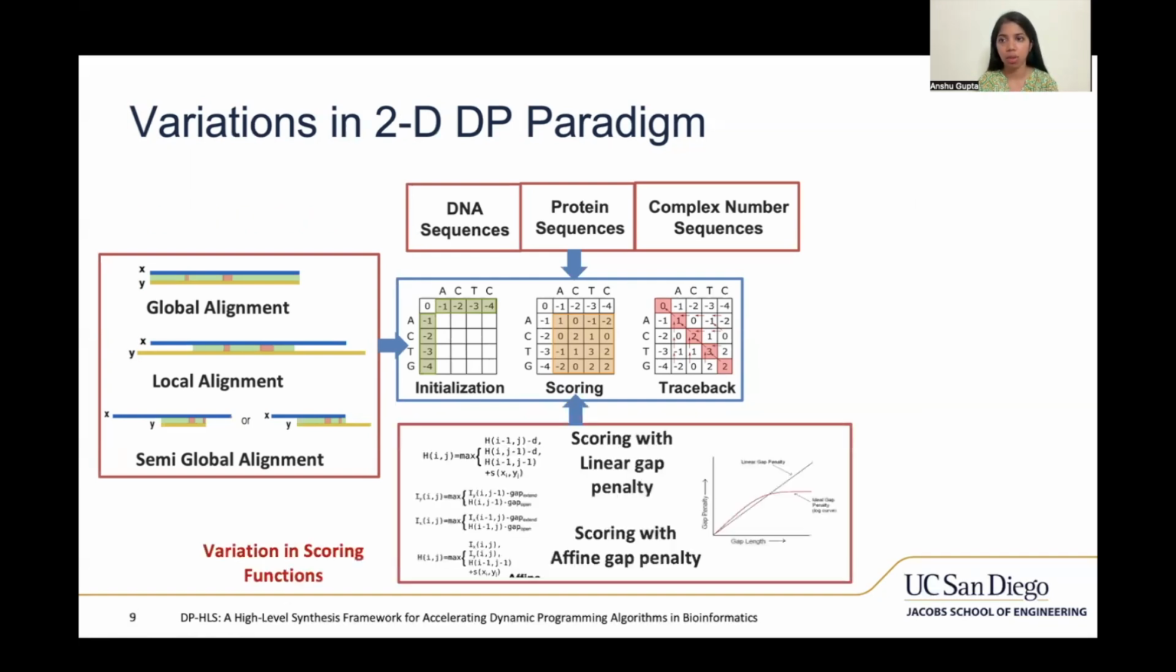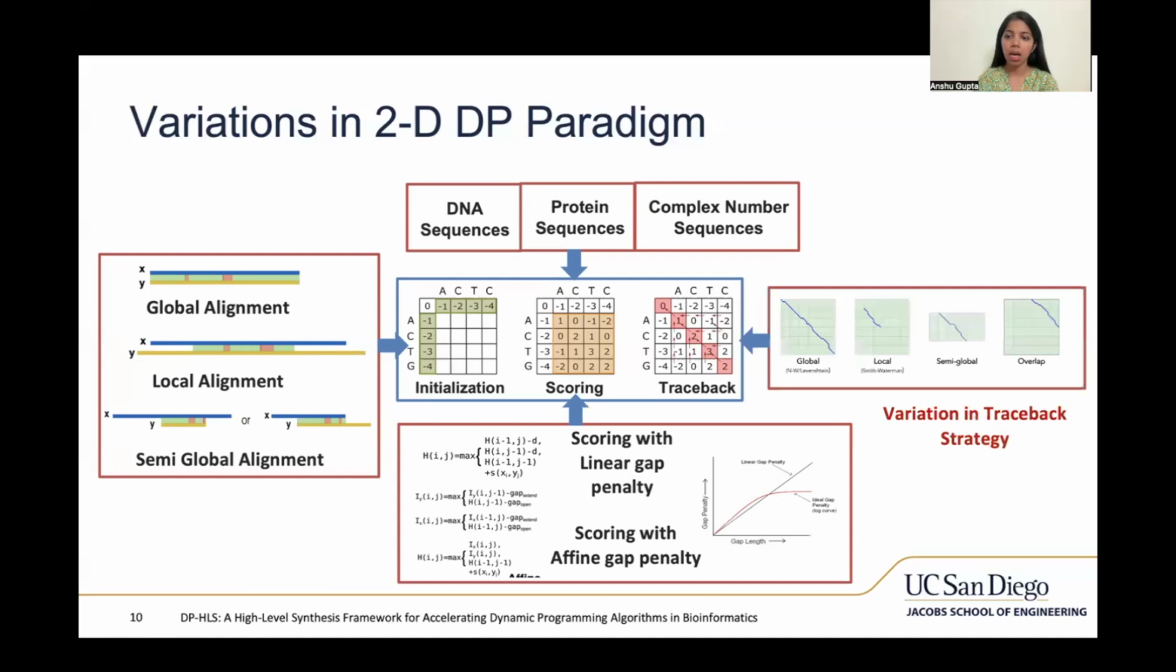Another category of variation can be caused by differences in the scoring functions or the recurrence equations through which we will fill each of the cells of the matrix. And these recurrence equations vary with the different types of penalties you want to use. Another set of variation can be caused by differences in the traceback strategy. The overall traceback strategy is the same, but they differ regarding the starting and the ending points, as we can see over here, for different applications.